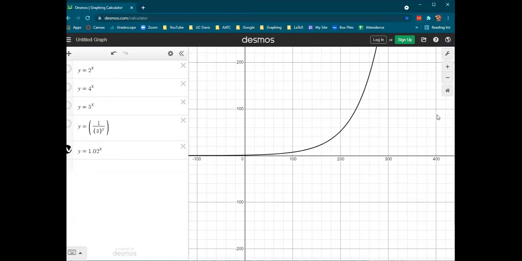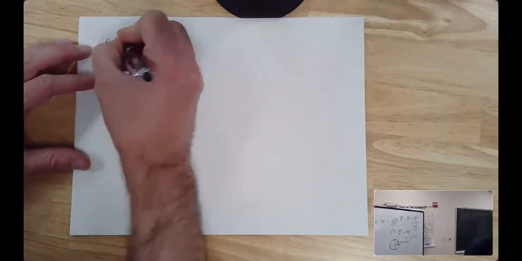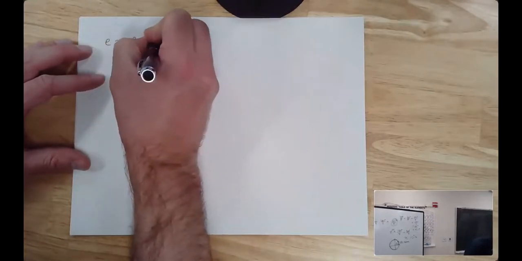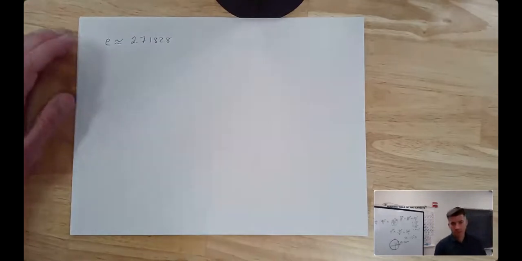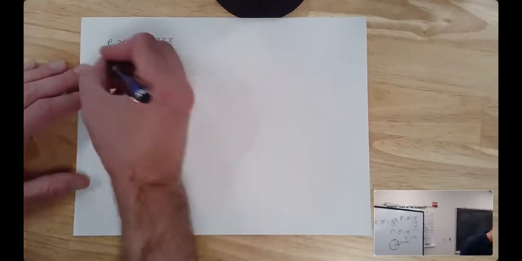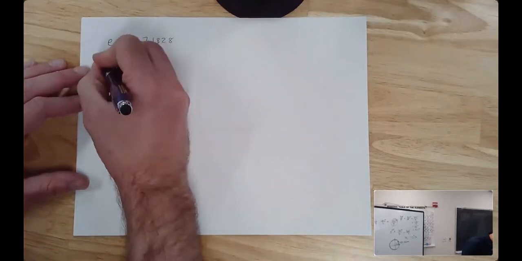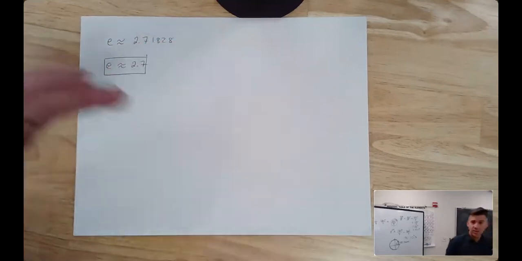There is a very important exponential base. So the number e, the number e being approximately 2.71828. There's more digits to that, obviously. It doesn't stop there. All you really need to know is e is approximately 2.7. It's between 2 and 3. It's closer to 3.